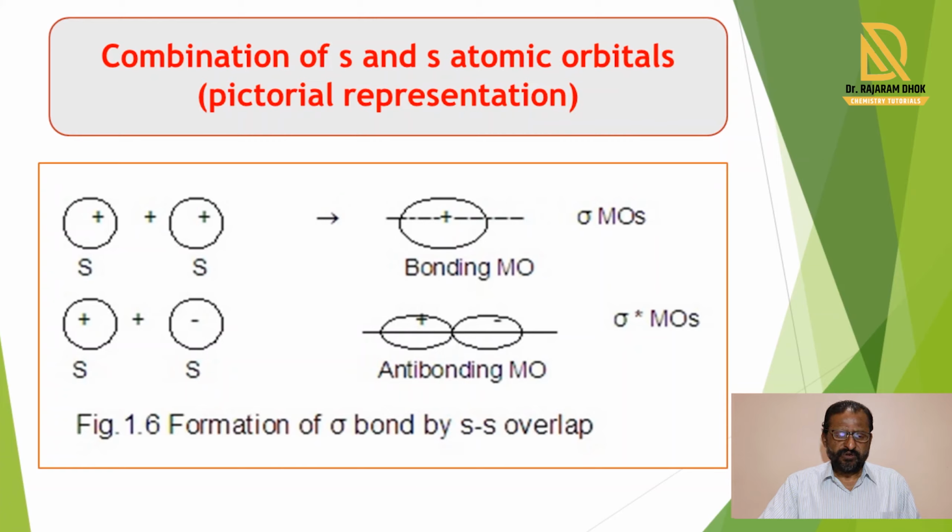When of these two atomic orbitals one has a positive wave function and the other a negative wave function, at that time the two atomic orbitals do not combine; instead there is repulsion, and the two atomic orbitals repel away from each other. That is called an anti-bonding molecular orbital, and we can show it pictorially as in this figure. It is called a sigma star molecular orbital.